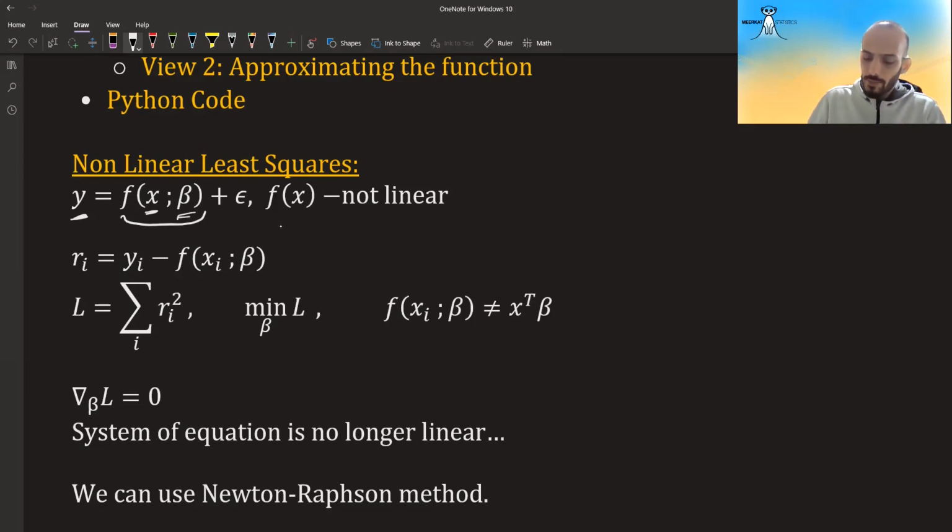So linear in terms of the betas would be, for example, y is equal to beta 0 plus beta 1 x. Yeah, this is linear, but it still stays linear even if I do beta 2 x squared. The x's are not important, the betas are important. But it becomes nonlinear if, for example, I do beta 0 x divided by beta 1 plus x, then this function is already nonlinear.